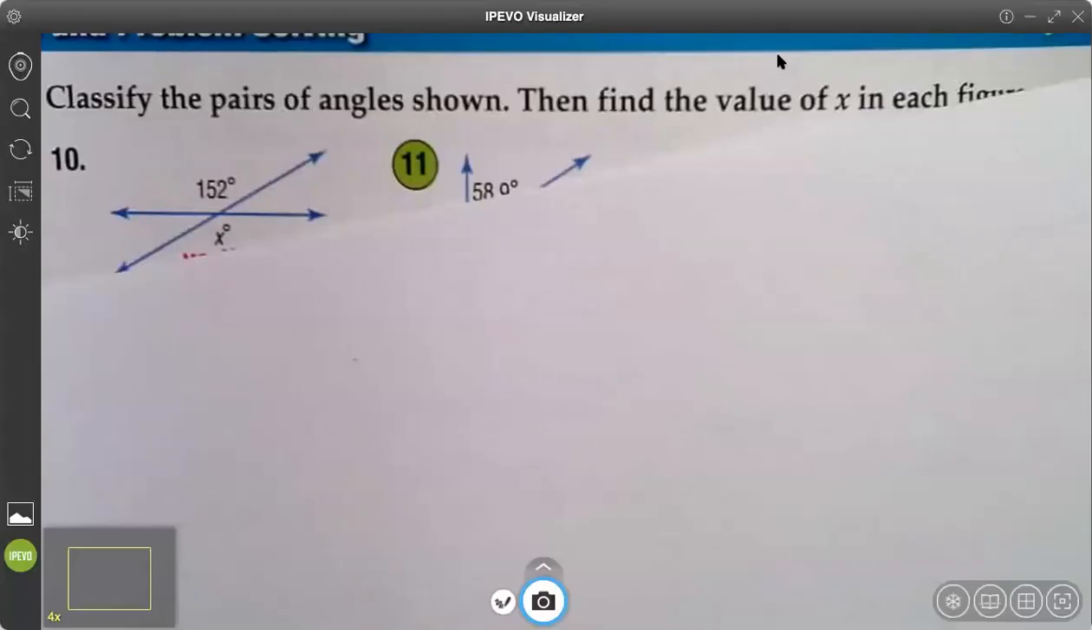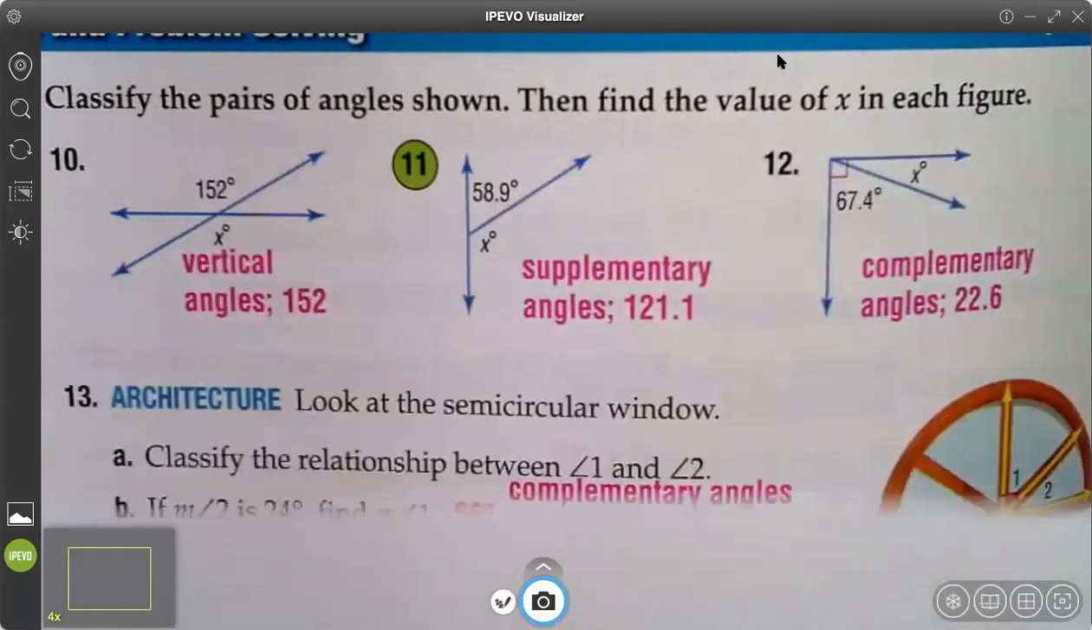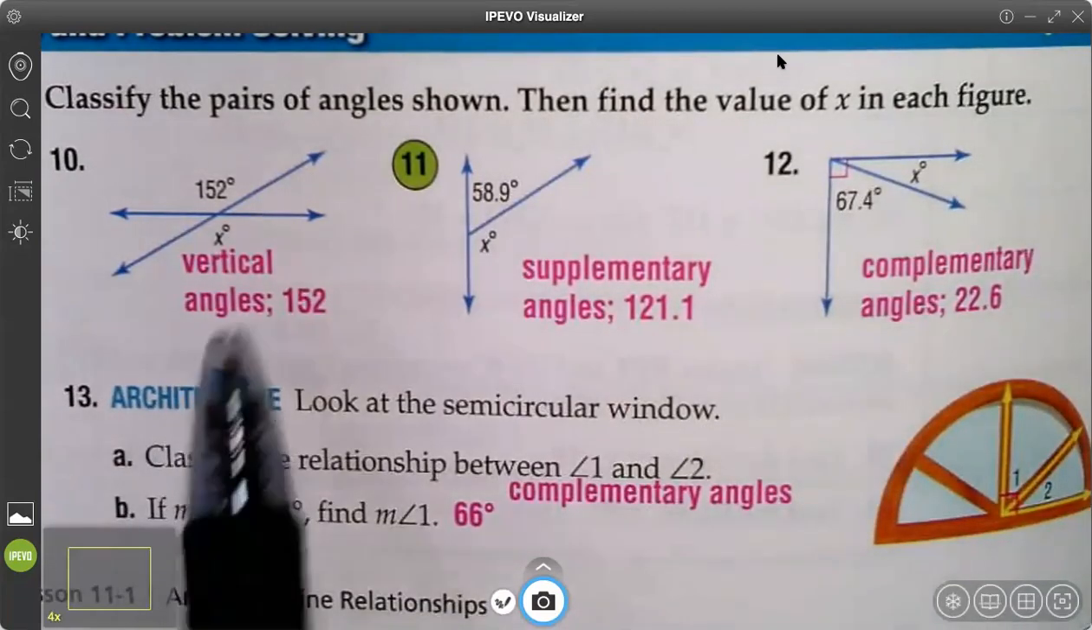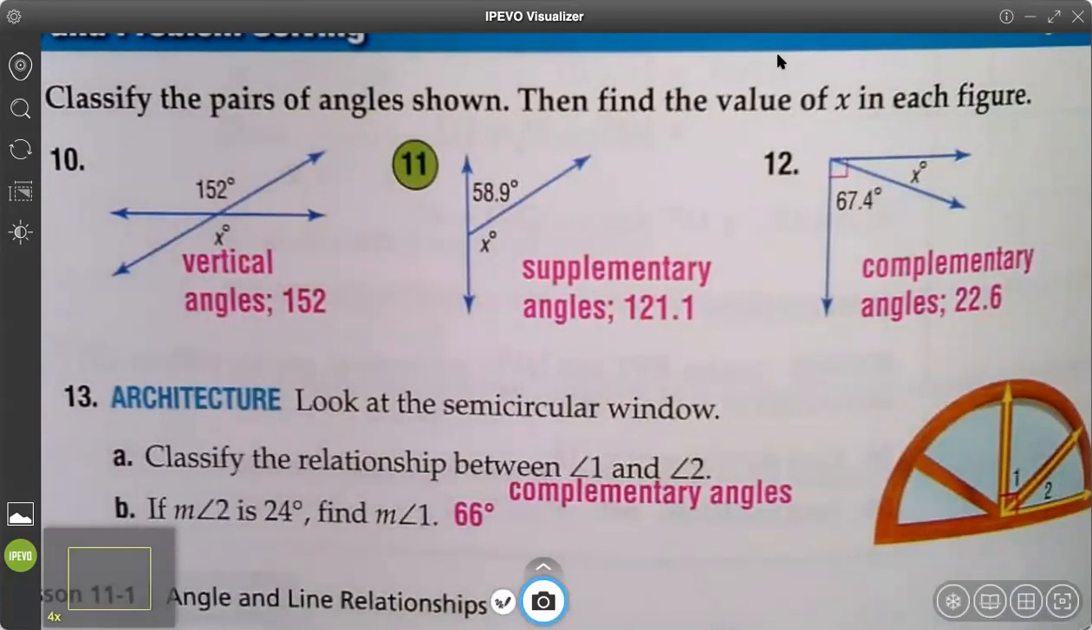Try number 10. Number 10 are vertical angles, straight across from each other at an intersection. Vertical angles are congruent. Congruent means the same. So they are both 152 degrees. Vertical angles, 152 degrees. And I'll just show you the others real quick in the example.